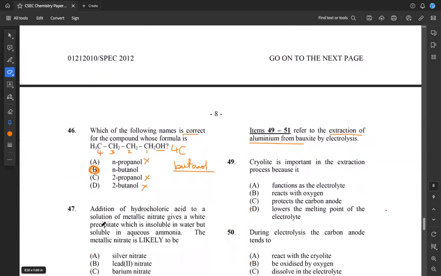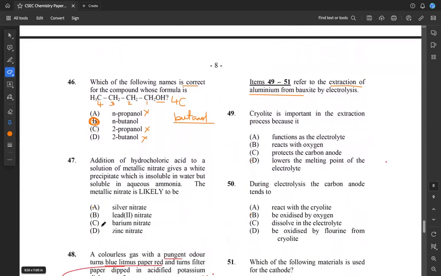So moving right along to 47 now. 47 says that the addition of hydrochloric acid to a solution of metallic nitrate gives a white precipitate, which is insoluble in water, right? But when you put it in aqueous ammonia, it becomes soluble, right? So let's think about this now. Metallic nitrate gives a white precipitate, it's insoluble in water.